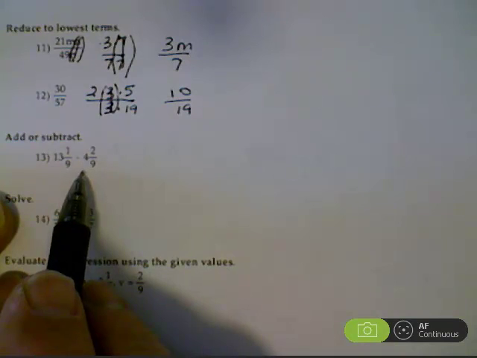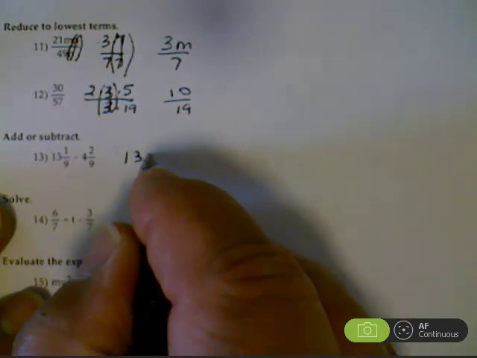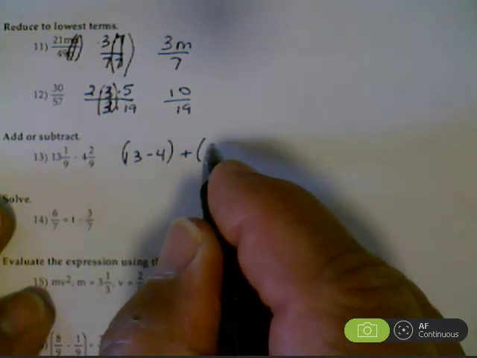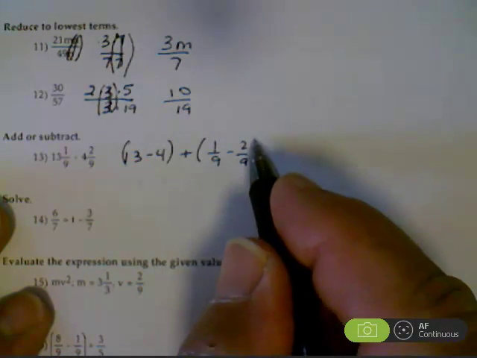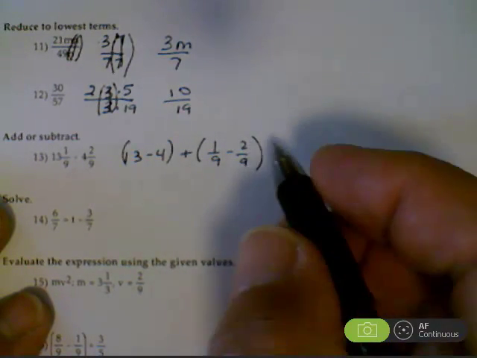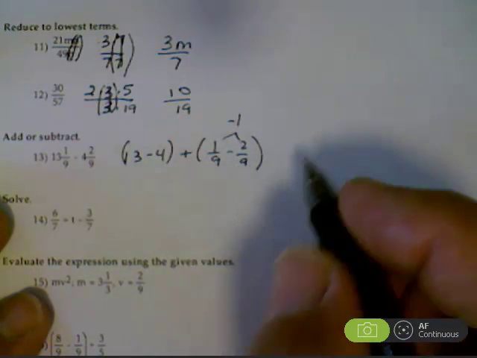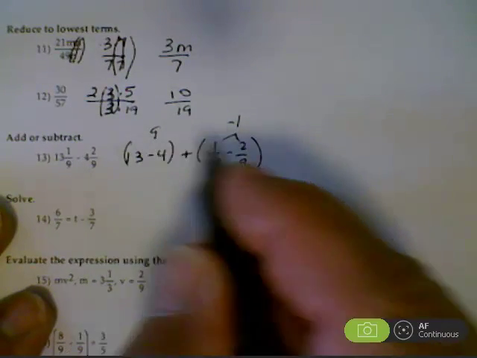We add or subtract mixed numbers by grouping our whole numbers, so we have 13 minus 4. Always a plus, and 1/9 minus 2/9. Since these already have a common denominator, we see that that's minus 1/9. 13 minus 4 is 9.